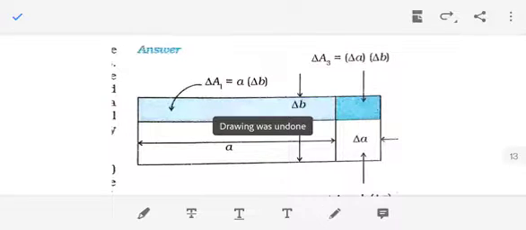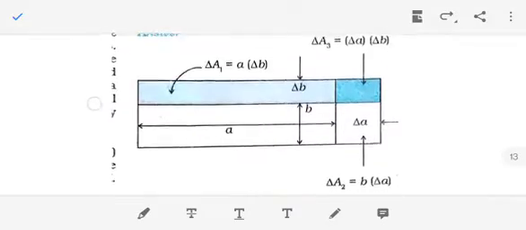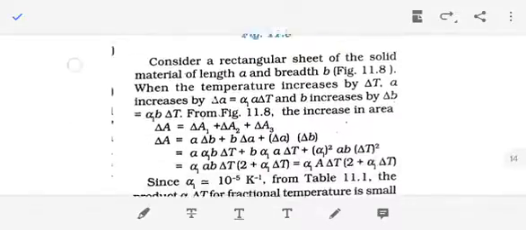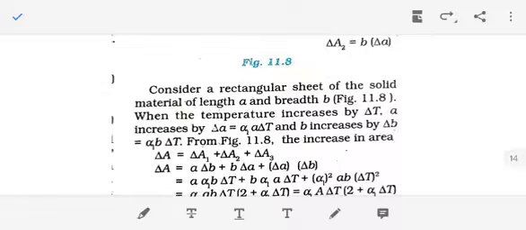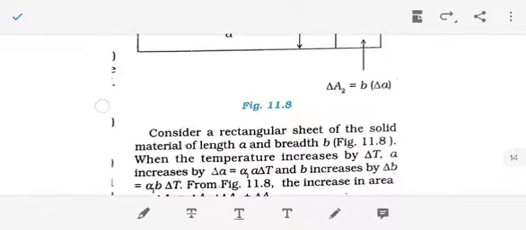We have separated these areas so that we can do the calculations easily. So the total change in area we can calculate as delta A1 plus delta A2 plus delta A3. These all three are the total change in the area, correct? So, consider a rectangular sheet of the solid material of length A and breadth B.